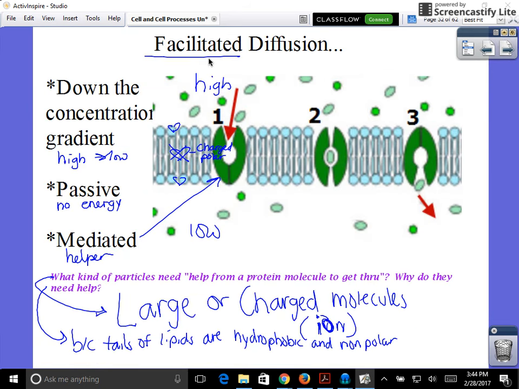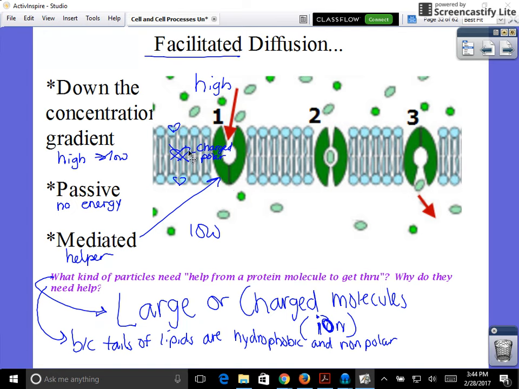Facilitated diffusion is the third type of transport. It's down the concentration gradient, passive, and mediated. So here we have molecules moving from high to low. That's why it's down. It's passive. There's no energy involved, but it does need a helper.